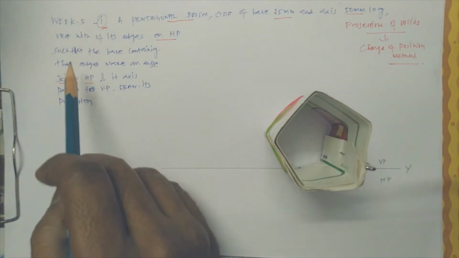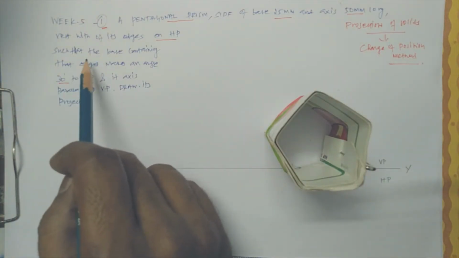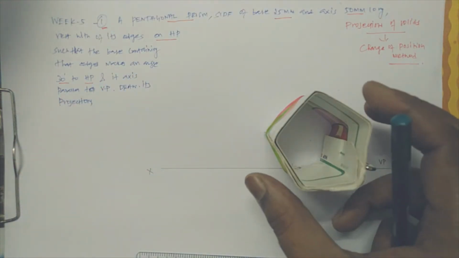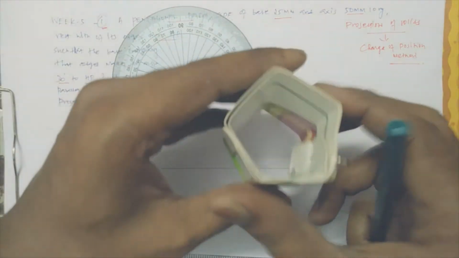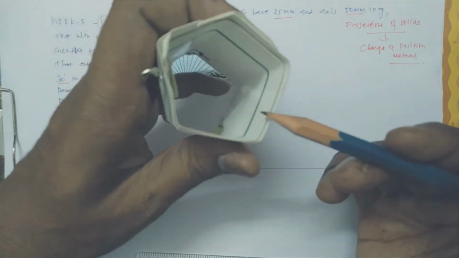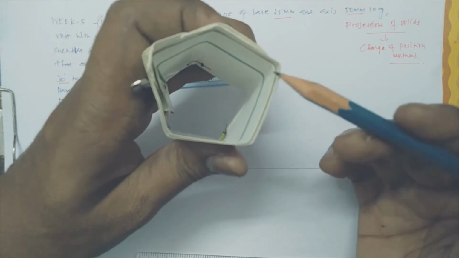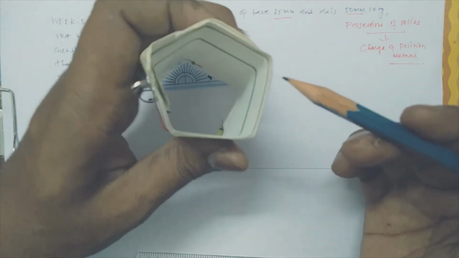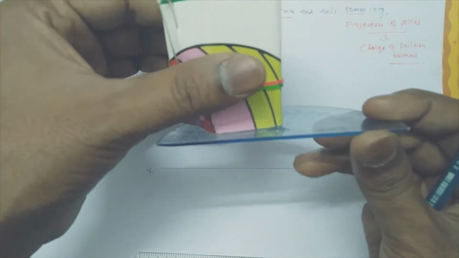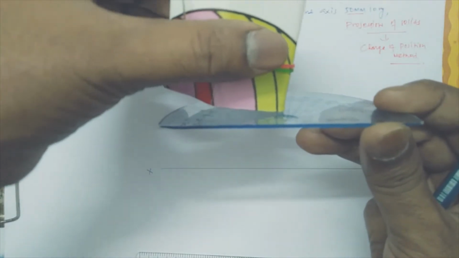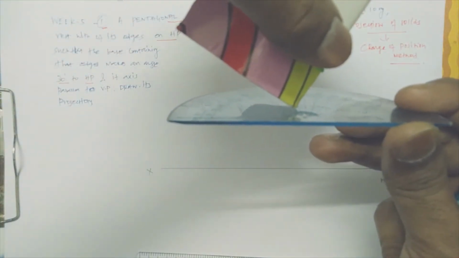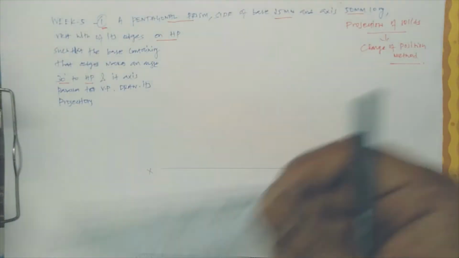you just see the rest of the sides of the problem. Such that the base containing the edge makes an angle of 30 degrees. One base containing that edge. So this is a base edge, any one of these could be considered as a base edge for the pentagon. So the base is at 30 degrees to HP. That means if this is HP, imagine the base is inclined 30 degrees. The base is tilted 30 degrees with respect to HP, and VP is parallel. So this position we are just going to draw.